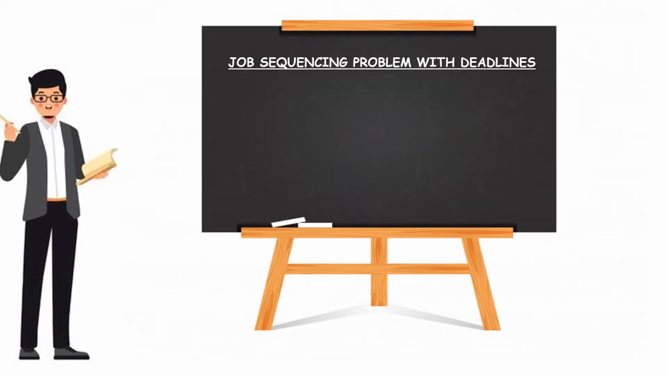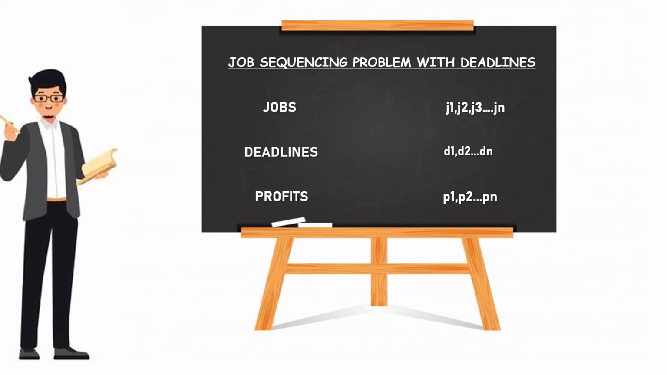Today, we will discuss the concept of the job sequencing problem with deadlines. Consider there are n jobs J1, J2, J3 and so on up to Jn, associated with deadlines D1, D2, Dn and profits P1, P2, Pn. If a job completes before its deadline, then the profit is earned. The objective is to earn maximum profit when only one job is scheduled or processed at any given time.